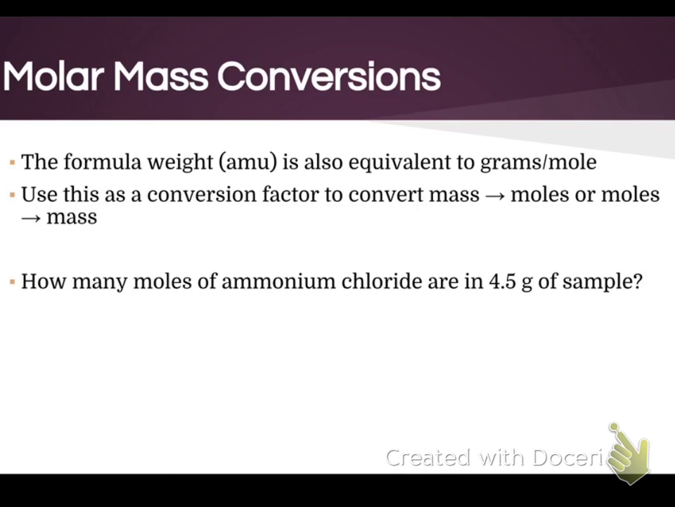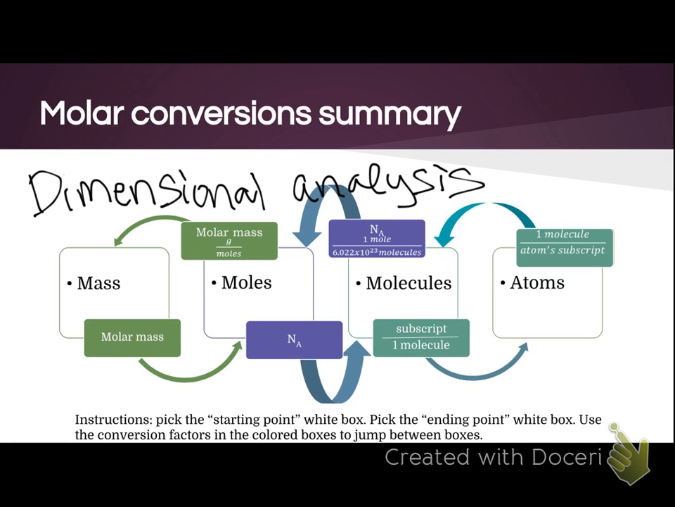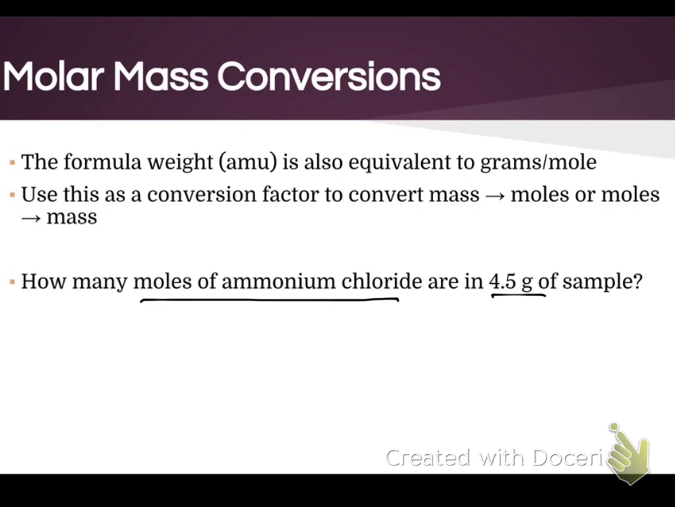Alright, so in that vein, here it says how many moles of ammonium chloride are present in 4.5 grams of sample. So what I'm doing is we're going from mass, and moles is our ultimate destination. We're trying to start at mass. So that means there's one conversion to go from mass to moles.